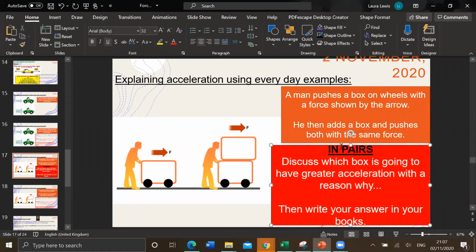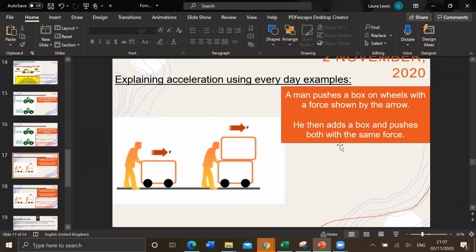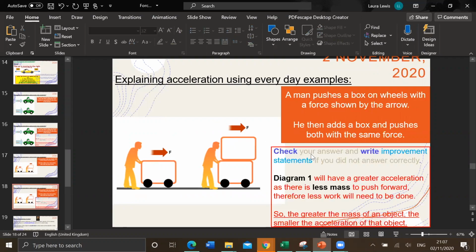Okay, so you possibly on your own. So a man pushes a box on wheels with a force shown by the arrow. He then adds a box and pushes with the same force. What do we think would happen?